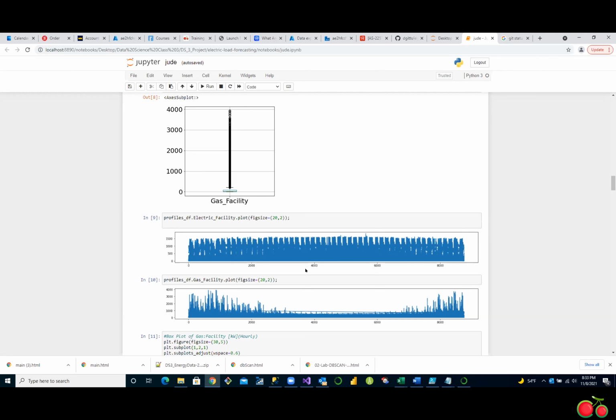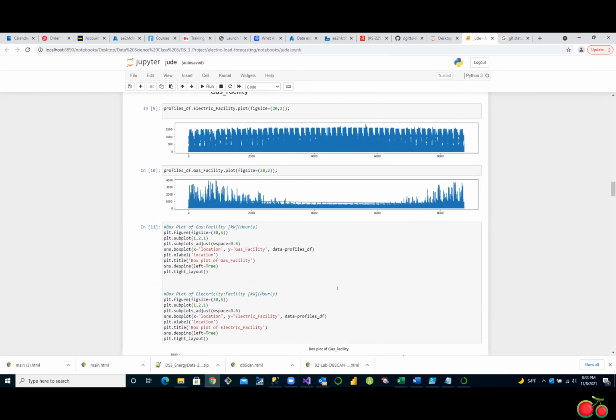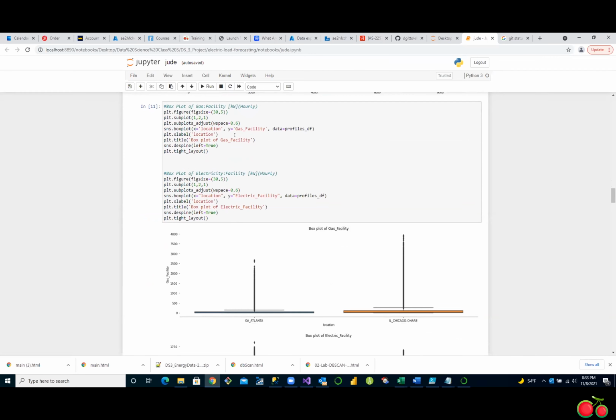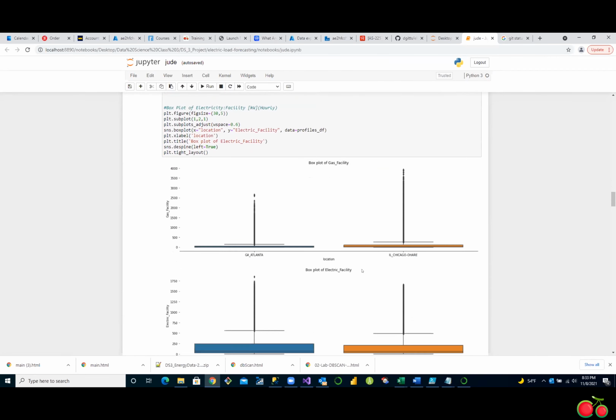Okay. Yeah. Scroll down. All right. So that's why that one is there. Then I try to find the location part. So these are the box plots. This is where I think that gas is more used in Chicago than in Atlanta because of the way the distribution is.